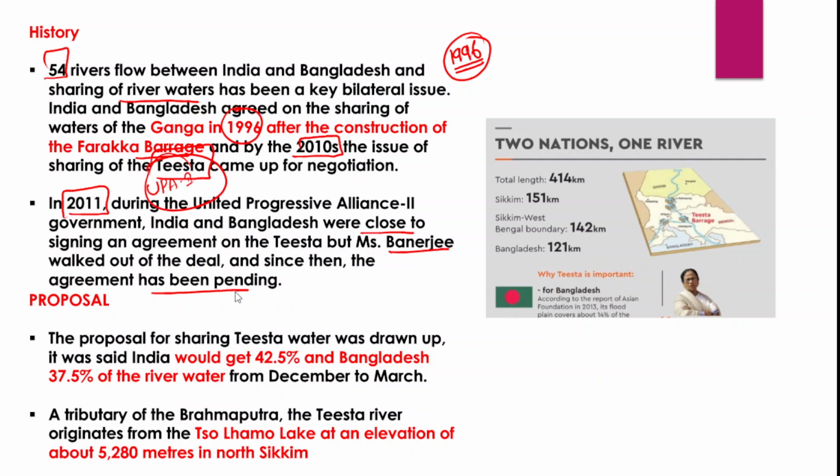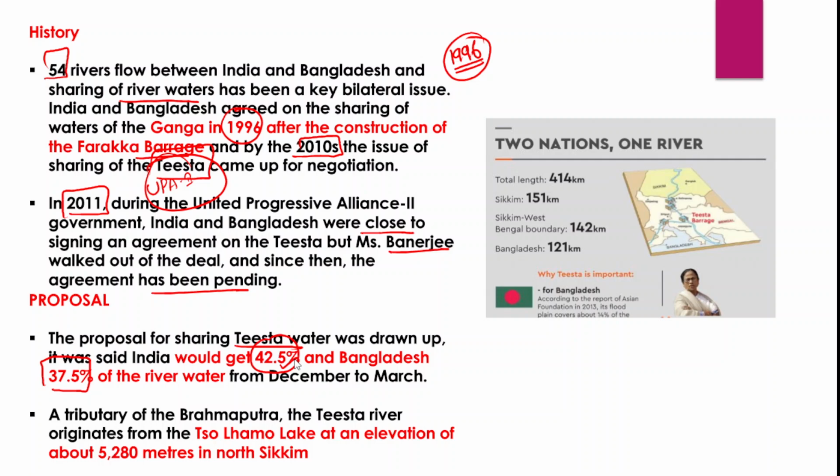However, what should be the proposal of Teesta water sharing? The proposal for sharing Teesta water was drawn up, and it was said India would get around 42.5% and Bangladesh would get 37.5% of the water, and the remaining water would be natural ecological flows into the Bay of Bengal, because maintaining the natural flows is very, very important, right? So 42.5% of the water would be utilized by India and 37.5% by Bangladesh.